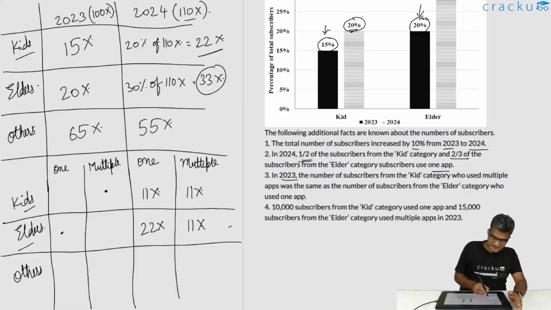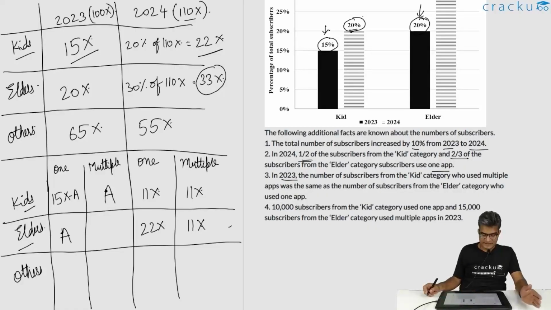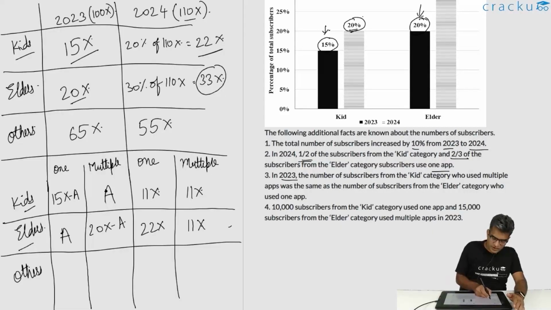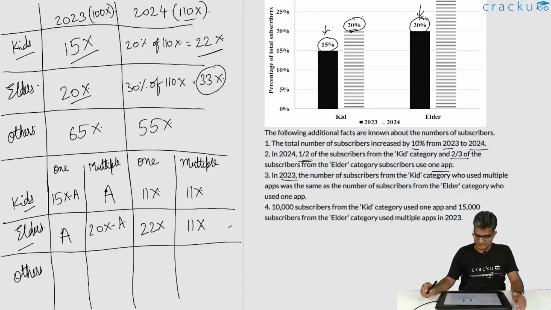So if you assume that this is say A, this also will be A. Therefore, the number of kids who use one app will be 15x minus A, because the total number of kids in 2023 is 15x. Similarly, the total number of elders who use multiple apps will be 20x minus A, because the total number of elders in 2023 is 20x.